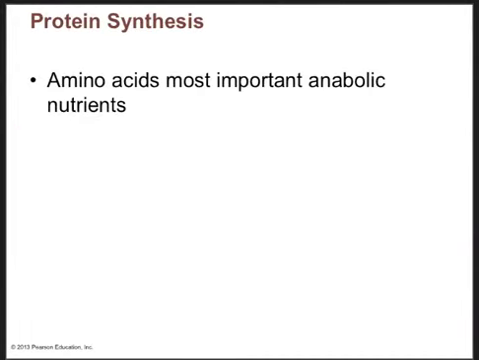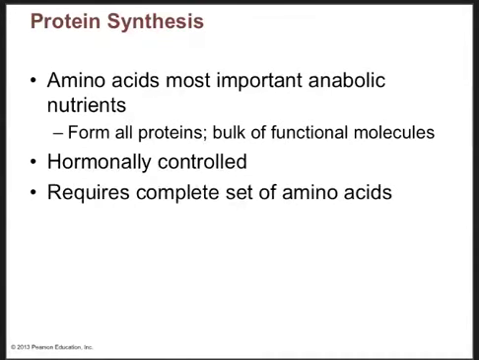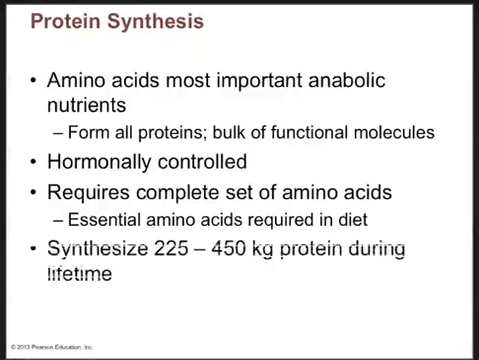Okay, amino acids are the most important anabolic nutrients. They form all proteins and they form the bulk of functional molecules in the body, and they are hormonally controlled. Okay, where we use them and how we use them is controlled by these hormone secretions in the bloodstream. They require a complete set of amino acids. Essential amino acids we have to get in the diet because the body does not have the ability to generate those de novo. We can synthesize between 225 to 450 kilograms of protein during our lifetime.